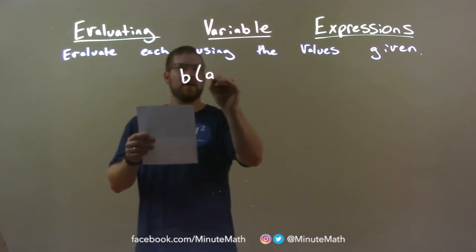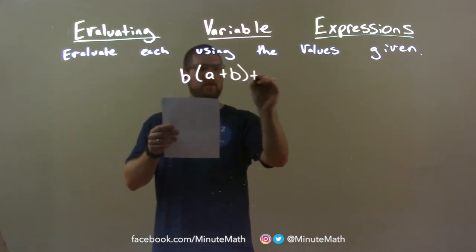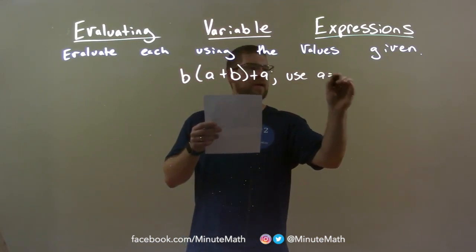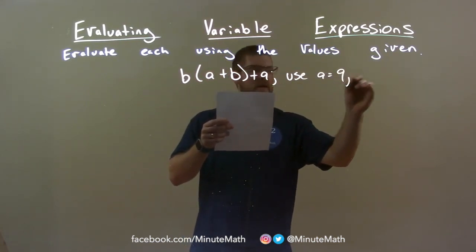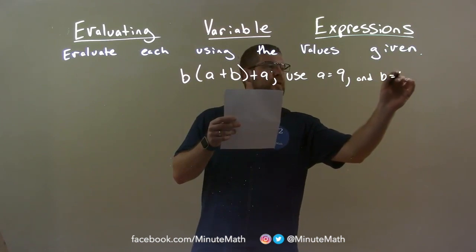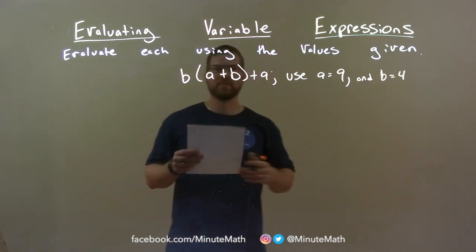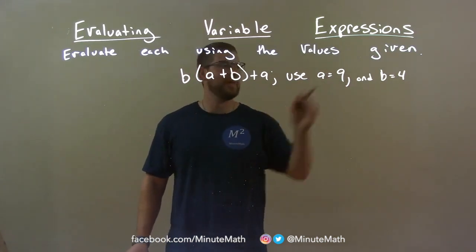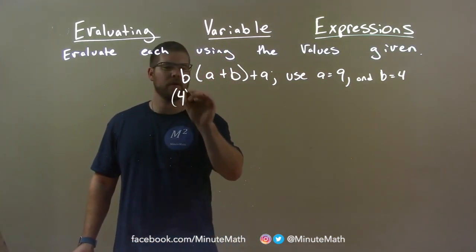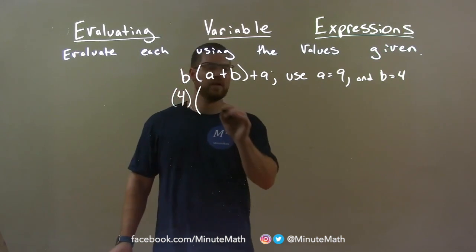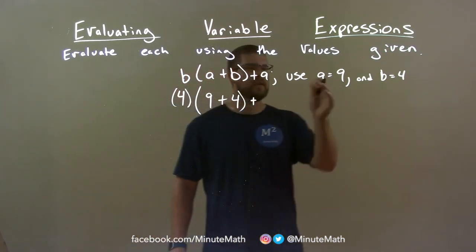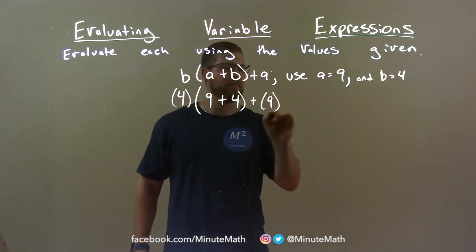B plus A plus B plus A. We're going to use A equals 9 and B to be 4. All right, first step, substitute our values in: 9 for A and 4 for B. So we have 4 here times A and B. A is 9 plus B is 4. Plus, lastly, 9 at the end for A.